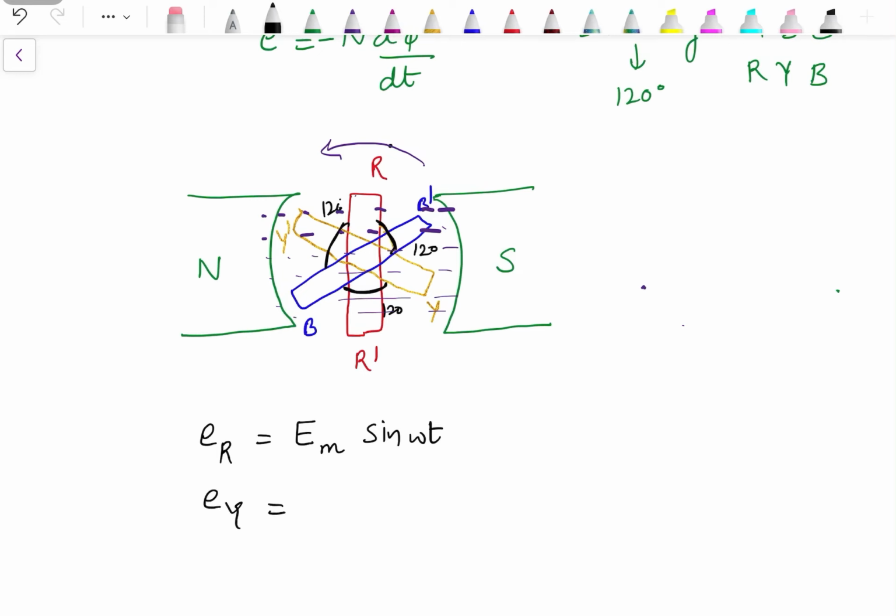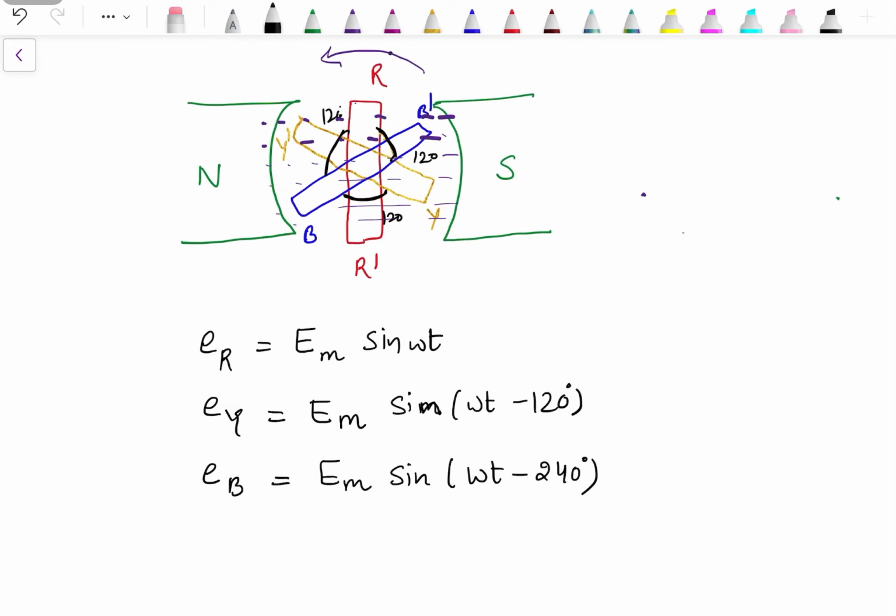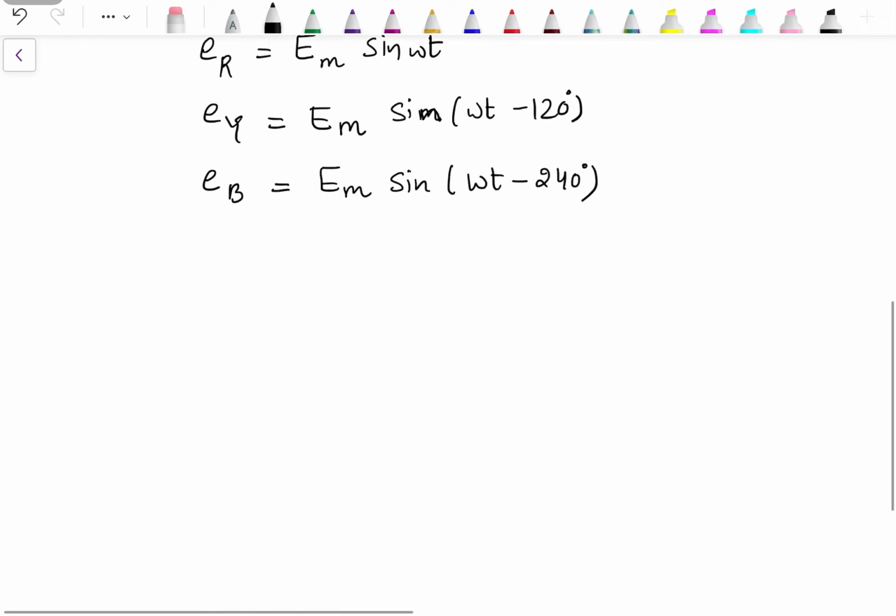Phase Y will come to the position of phase R after 120 degrees. So the induced EMF in phase Y is given as Em sin(omega t minus 120 degrees), because phase Y is lagging behind phase R by 120 degrees. Similarly, phase B lags behind phase R by 240 degrees. So its induced EMF is given as Em sin(omega t minus 240 degrees). Now these can be represented in the form of waveforms.